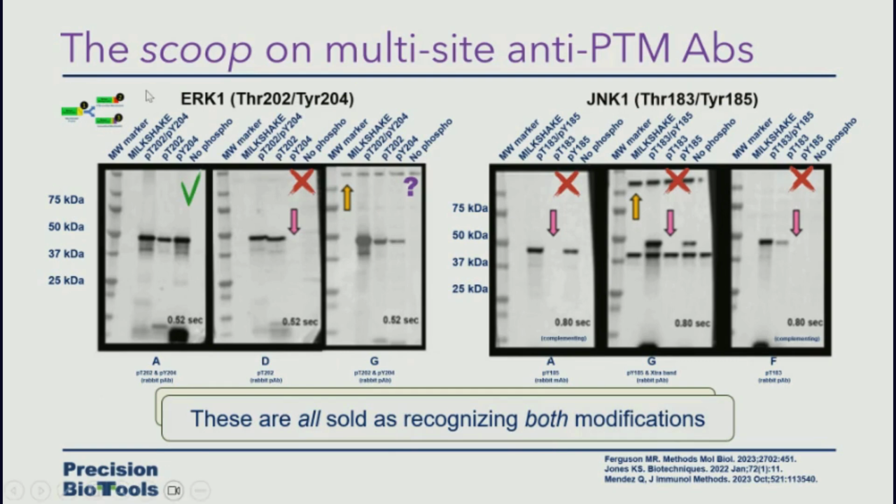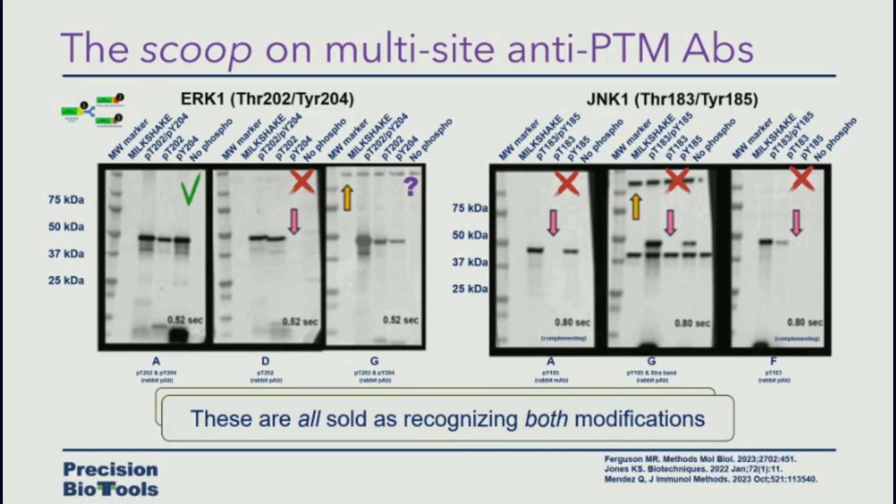Okay. This is another example where we can look at two different phosphorylation sites, P202 and 204. So these are two amino acids apart. Here we've designed a peptide that has both of these phosphorylated, one of these phosphorylated, the other phosphorylated, no phosphorylation. And so you can see here, although these are all sold as recognizing both modifications, the first one actually recognizes both modifications, and you can even sort of quantitate how it does that, whereas you can see the second one does not recognize phospho 204.